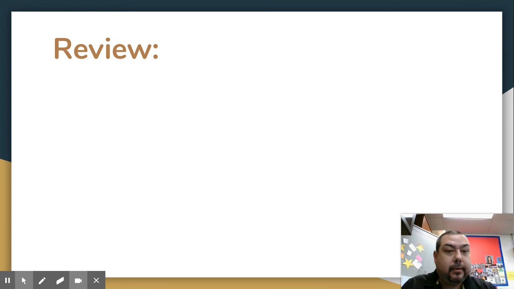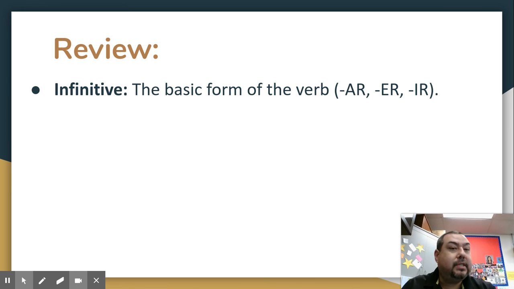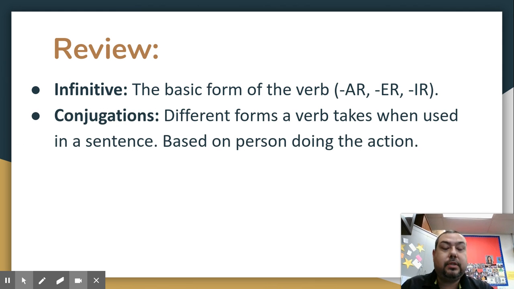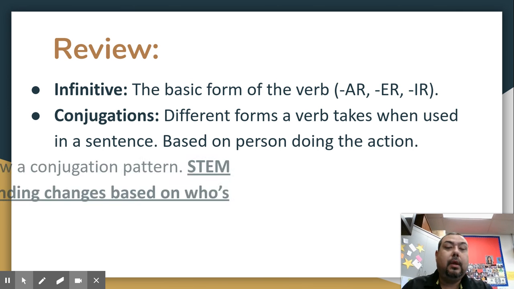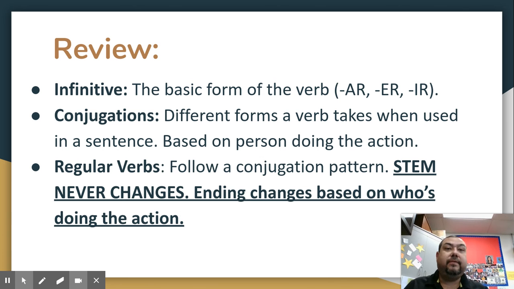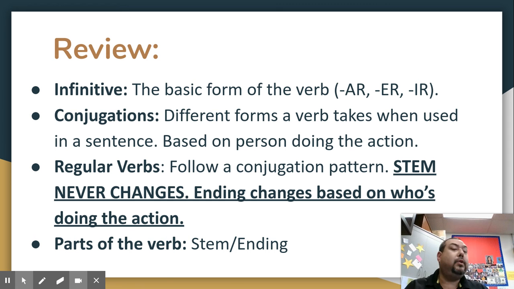Last week in my last video, you guys learned about the infinitive, which is the basic form of the verb. And we learned about those three endings, AR, ER, and IR. We also learned about conjugations, and conjugations are the forms verbs take when we use them in sentences, and that is based on who is doing the action. You also learned about regular verbs, and those are verbs that follow a conjugation pattern. And remember, in regular verbs, the stem never changes, and the ending only changes based on who's doing the action. And finally, you guys learned that verbs are made of two different sections, the stem and the ending.